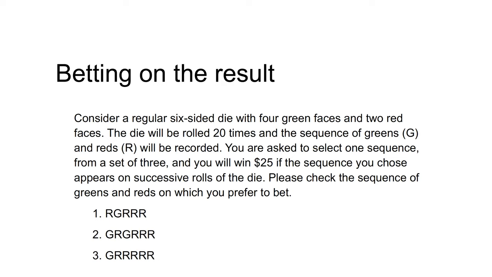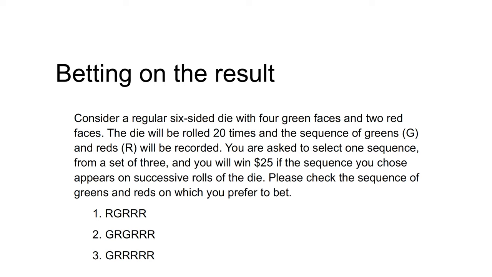For example, Tversky and Kahneman created this example involving rolls of a die. Consider a regular six-sided die with 4 green faces and 2 red faces. The die will be rolled 20 times, and the sequence of greens, G, and reds, R, will be recorded. You are asked to select one sequence from a set of 3, and you will win $25 if the sequence you chose appears on successive rolls of the die. Please check the sequence of greens and reds on which you prefer to bet.